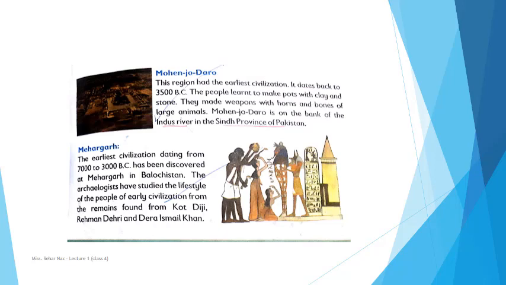Next is the Mehrgarh civilization. The Mehrgarh civilization represents the era of 7000 to 3000 BC at Mehrgarh in Balochistan.